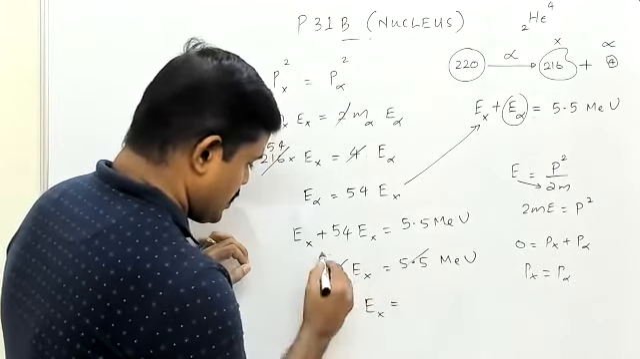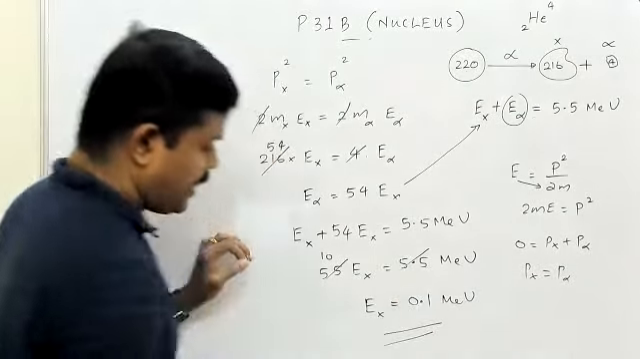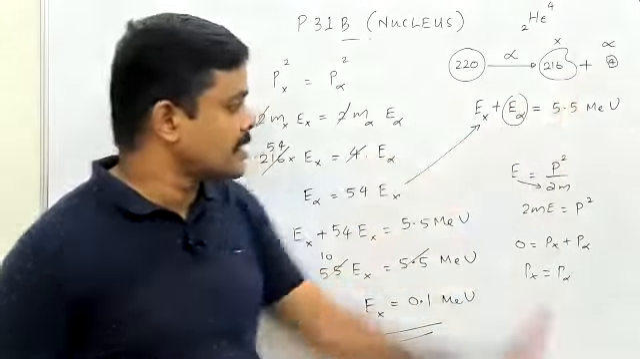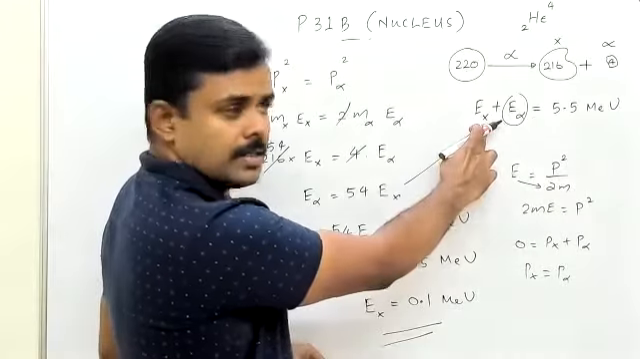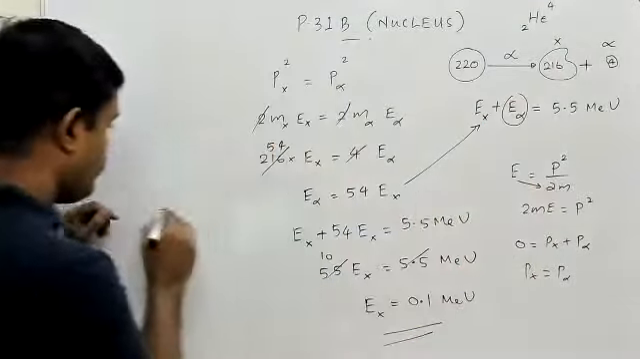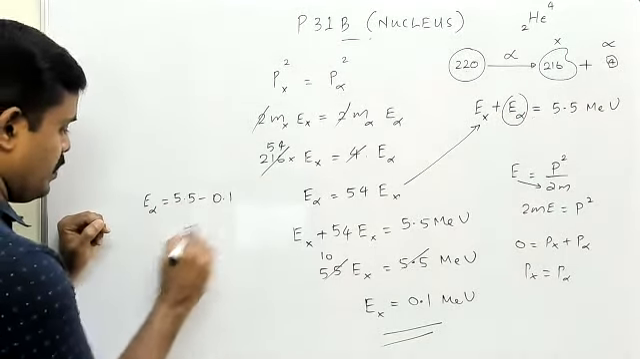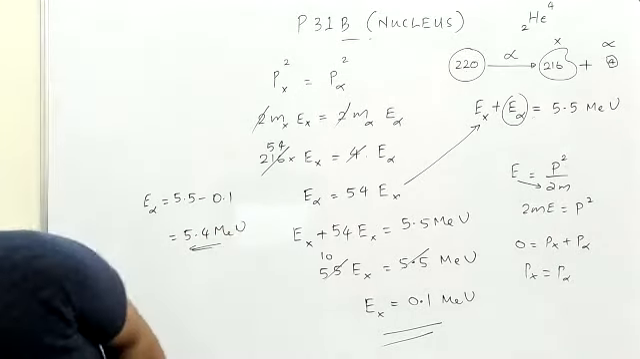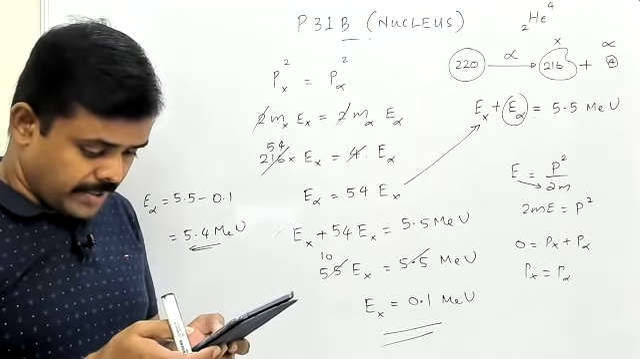This and this are cut. It is 1 by 10. That is 0.1 MeV. I got the energy of Ex, energy of this nucleus. So energy of alpha can be easily found out. Ex is 0.1. Then this goes to the right side. E alpha will be 5.5 minus 0.1. That will be 5.4 MeV. Answer is option B. Second option is correct.